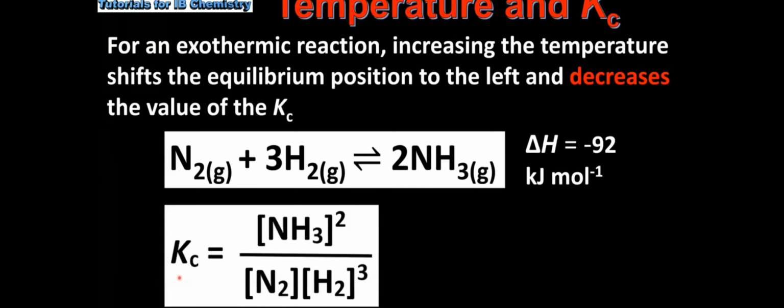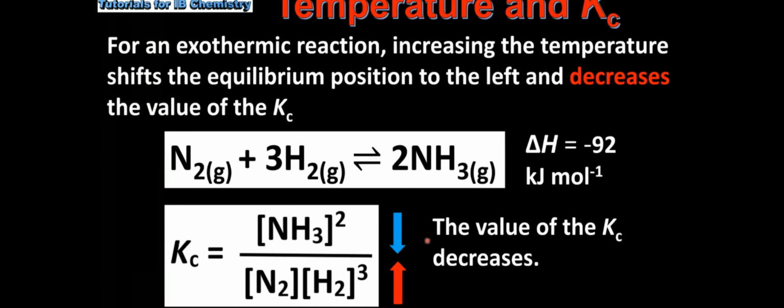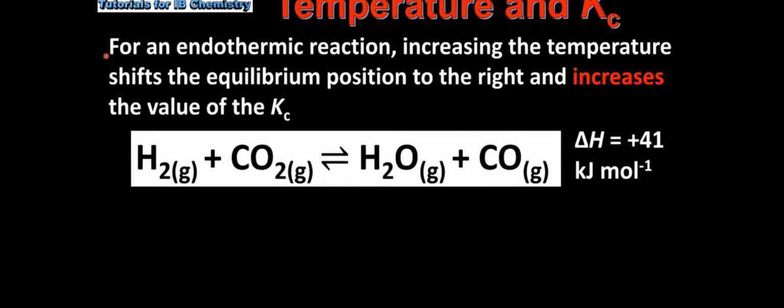Here we have the equilibrium constant expression for the Haber process. When the equilibrium position shifts to the left, the value of the numerator decreases and the value of the denominator increases. Therefore, the value of the Kc decreases. So an increase in temperature for an exothermic reaction results in a decrease in the value of the Kc. For an endothermic reaction, increasing the temperature shifts the equilibrium position to the right and increases the value of the Kc.